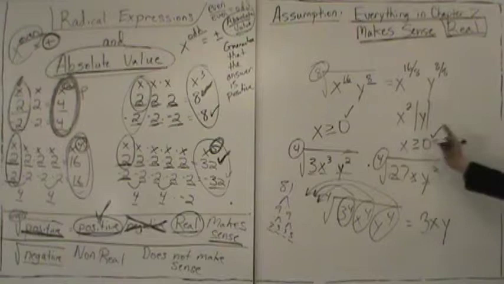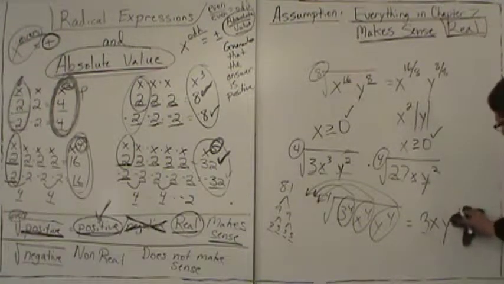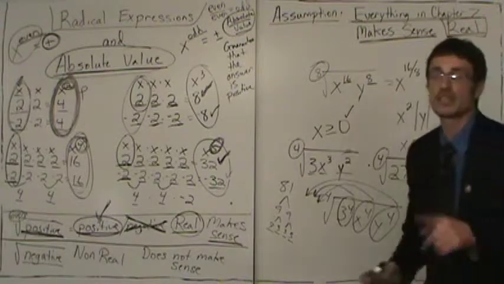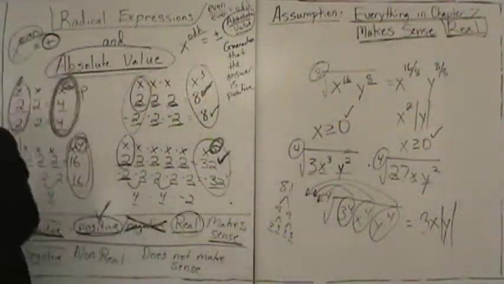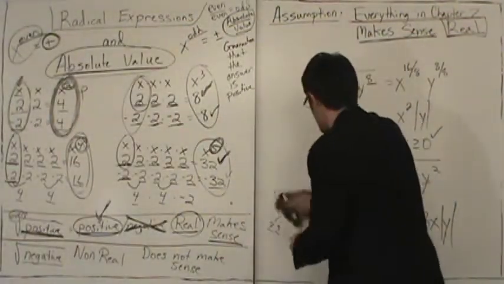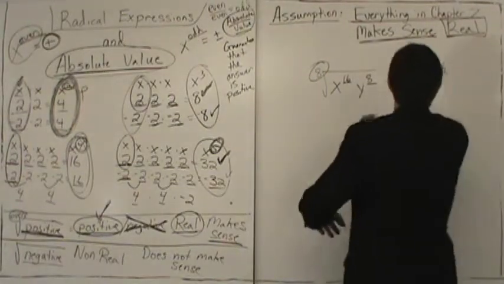However, do we know anything about y? No, we do not. Since y has an odd result at the end and we know nothing about it, we need absolute value to guarantee that y is positive. Now, this is one of my favorite examples in this class. Okay, so let's look at this. This one will get you.